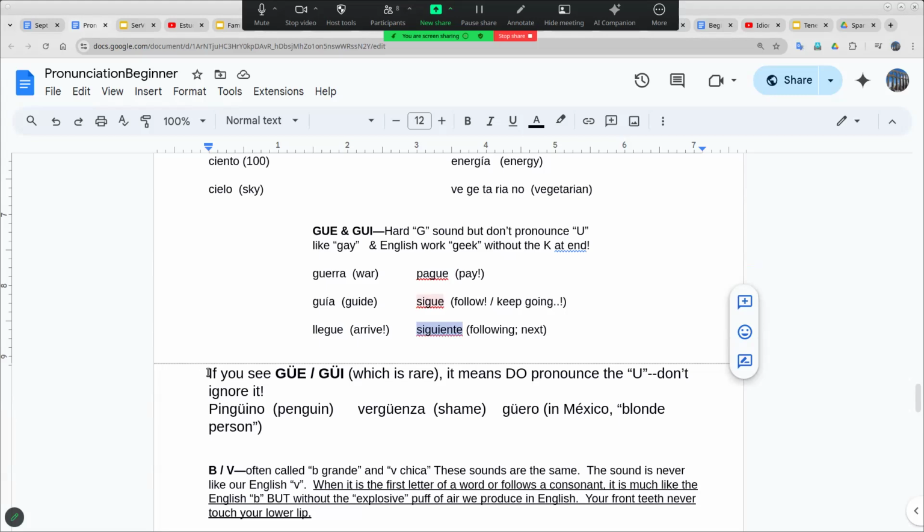Once in a while, just so you know, but there aren't that many words that do this. There are only a few. If you see a GUE or a GUI with the little double dot, which in German they call an umlaut, but it's a diéresis in Spanish, that GUE and GUI means, hey, I know it's supposed to stand silent, but you know what? You're going to go ahead and pronounce the U this time. And it's only a few words, so you don't need to practice a lot of them. There are only a few words that do that, but some interesting words that do it.